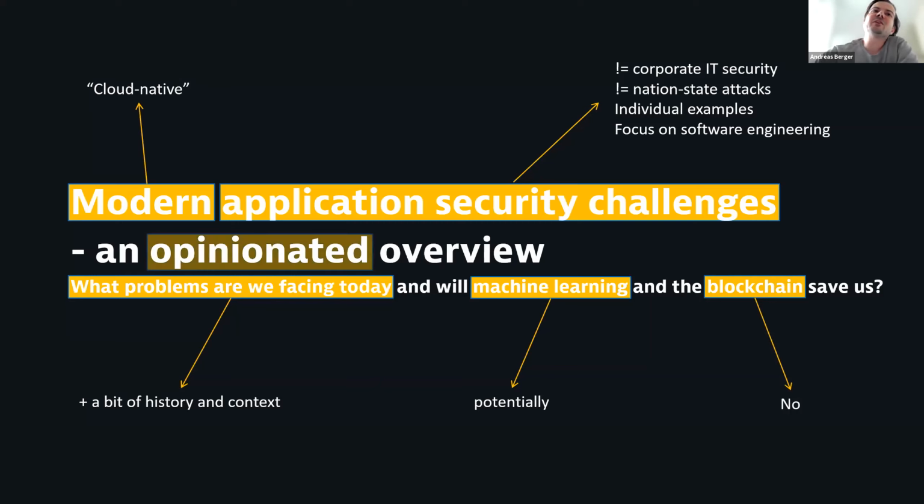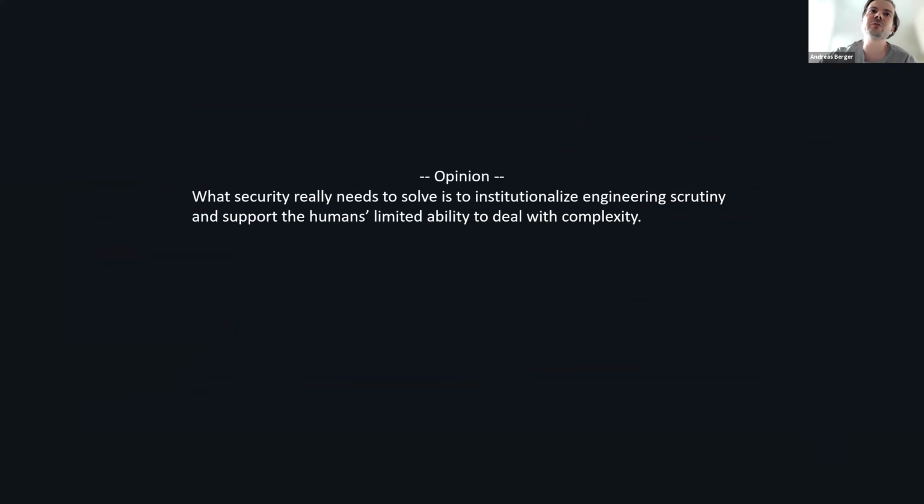But I promised that I start with an opinion, right? I feel that for a tangible talk, you need to throw out an opinion first, so that we get something to discuss maybe afterwards. And I want to throw my opinion at you first. So my opinion is that what security really needs to solve is to institutionalize engineering scrutiny and support the human's limited ability to deal with complexity. And this is very much in contrast to what I hinted at before. So I'm opposing here that we just need to invent more tech and more detection approaches in order to solve application security. I think this is not going to happen. Well, and that's all, right?